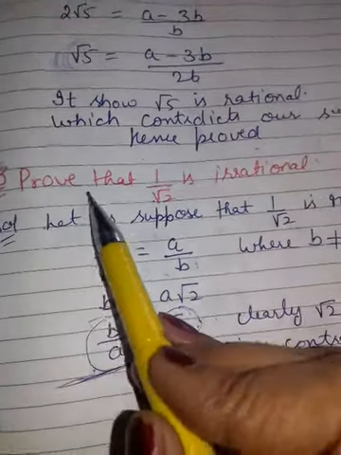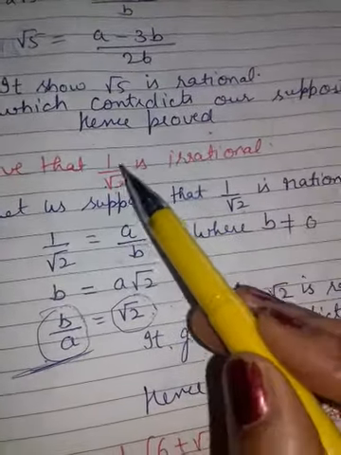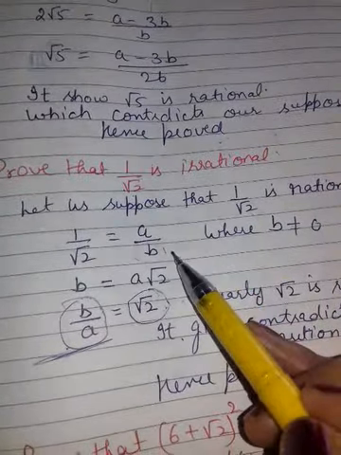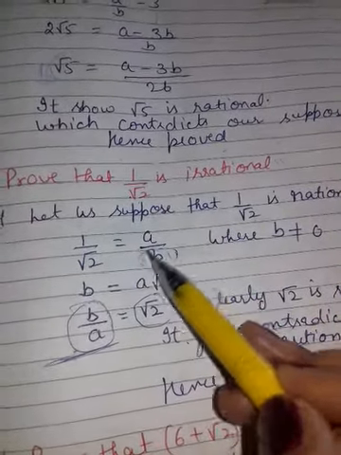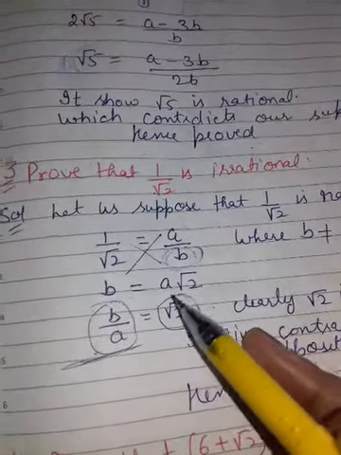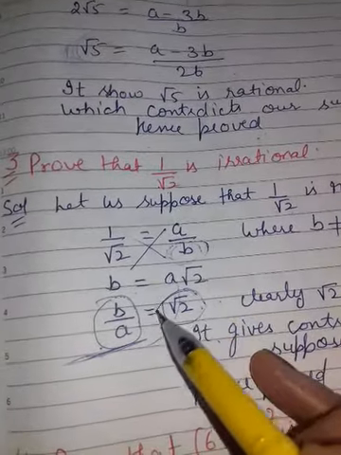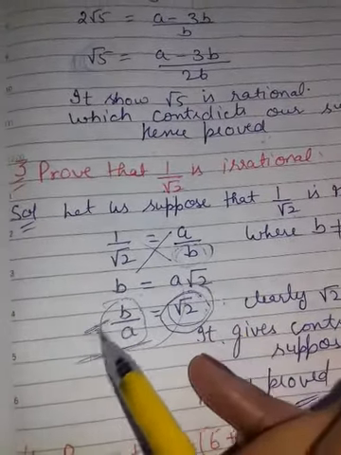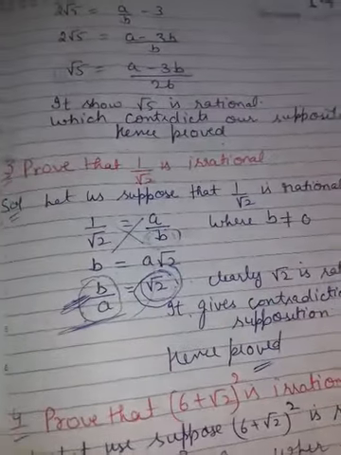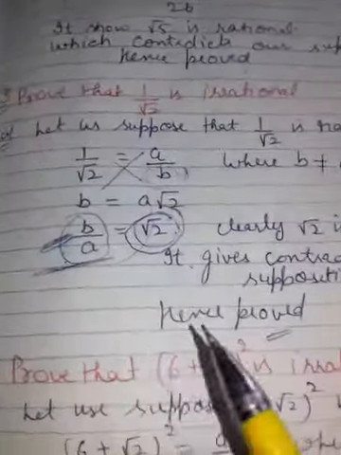Next is proof that 1 upon root 2 is irrational. Let us suppose that it is rational. If it is rational, you can write it in a upon b form, where b is not equal to 0. Now I have done cross multiplication and a will come in the denominator. This is irrational, but we have supposed it is rational, so our supposition is wrong. So 1 upon root 2 is an irrational number.